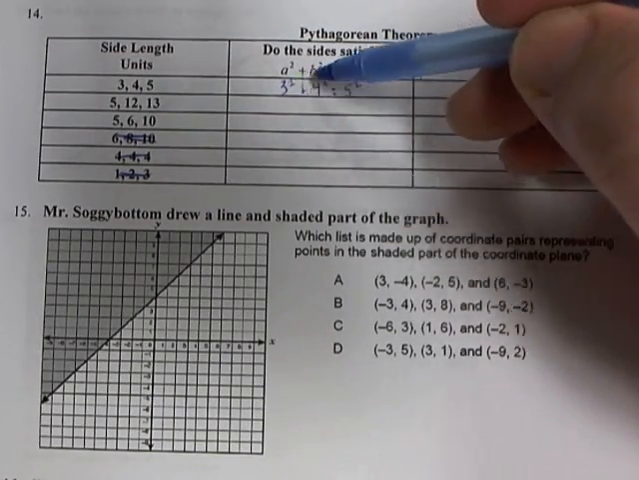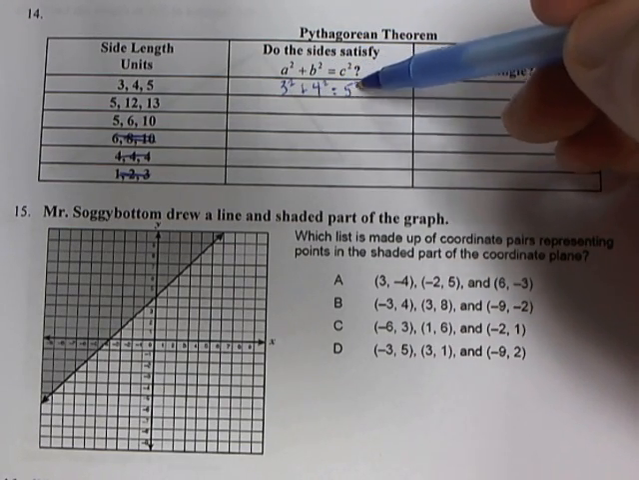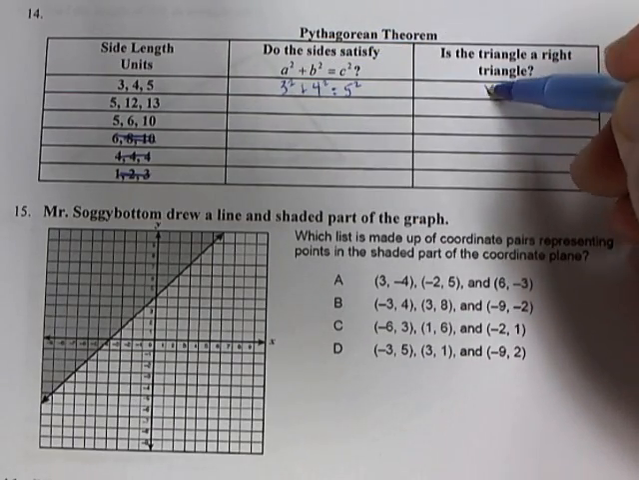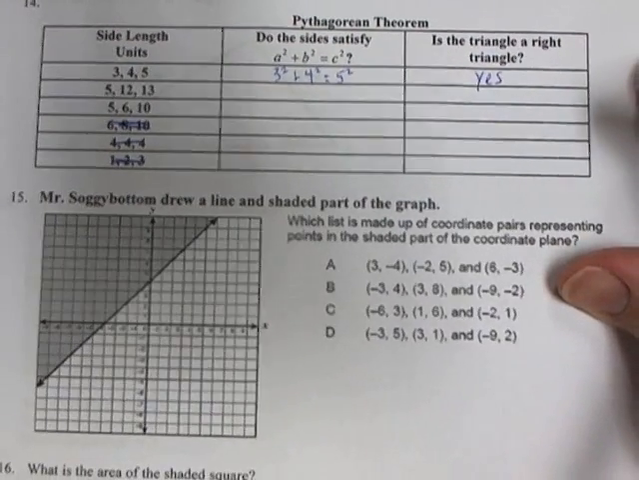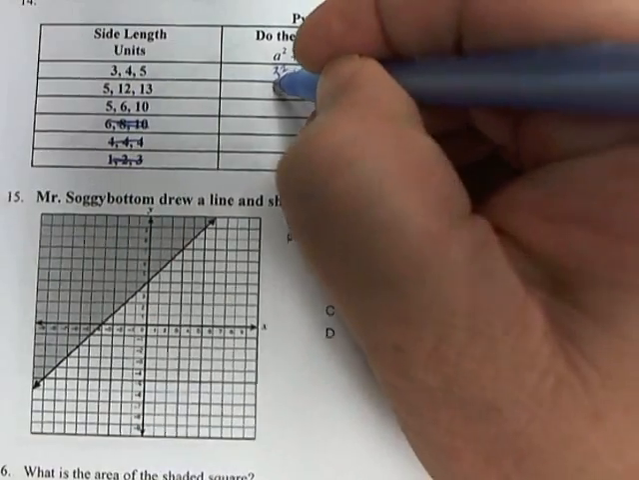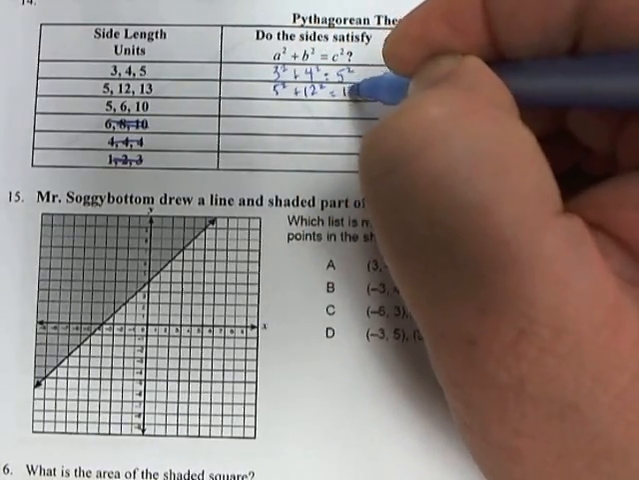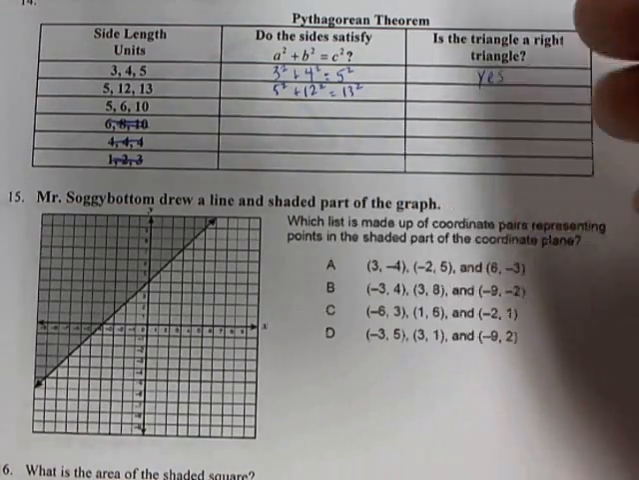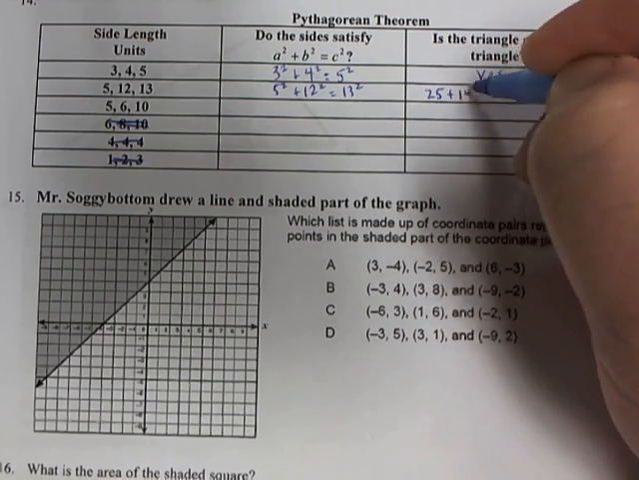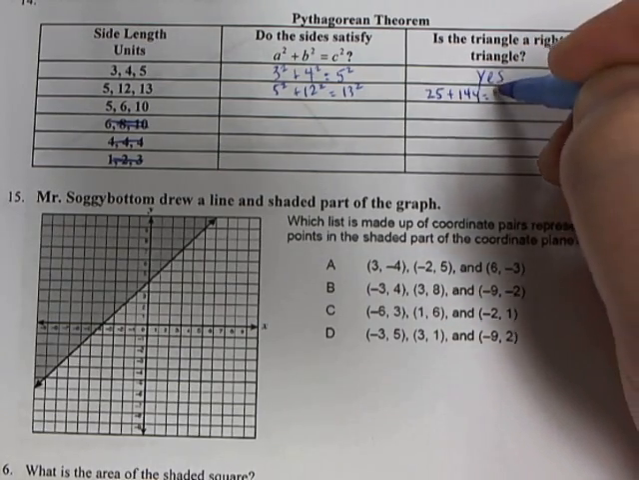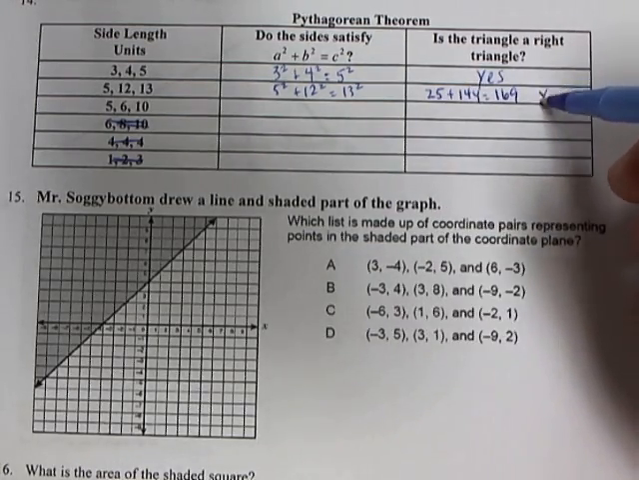Well, 3 squared is 9, 4 squared is 16. When you add them, you get 25. 5 squared is 25, so 25 equals 25. So yes, this is a right triangle. What about the next problem? 5 squared plus 12 squared equals 13 squared. 5 squared is 25, 12 squared is 144, and 13 squared is 169. Does that add up to 169? Yes, it does. So yes, this is a right triangle.